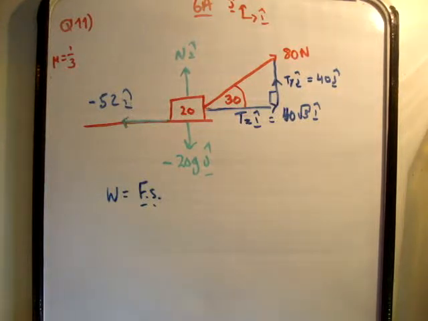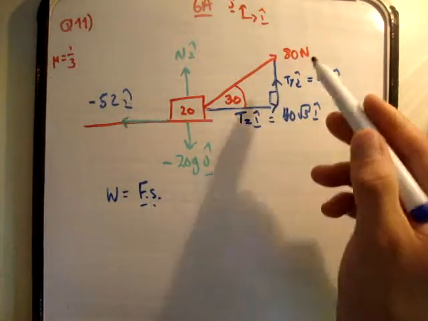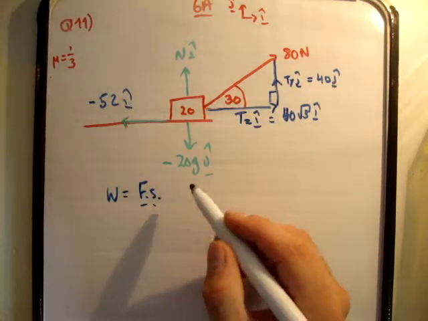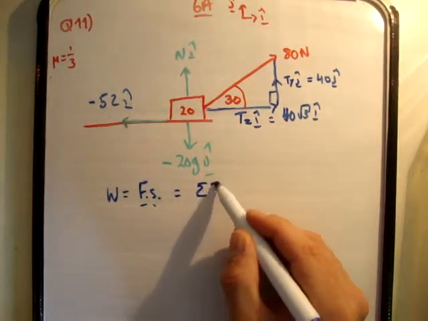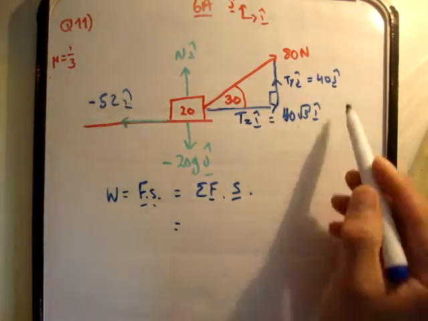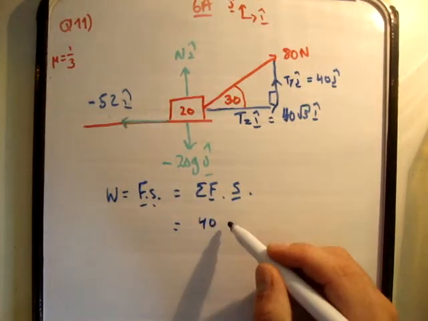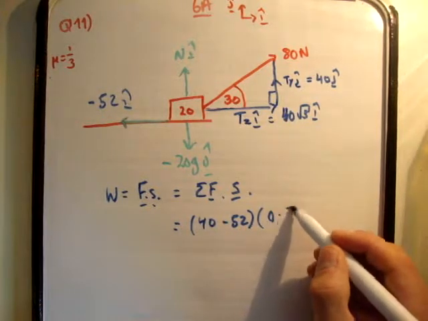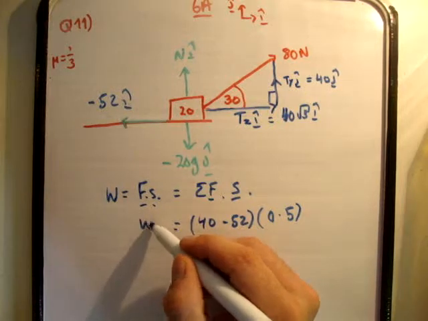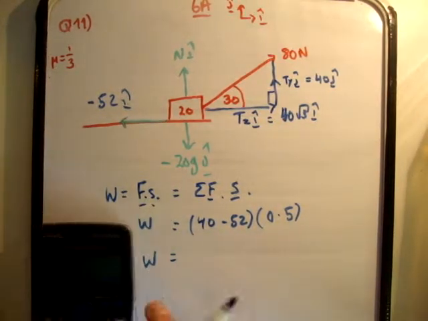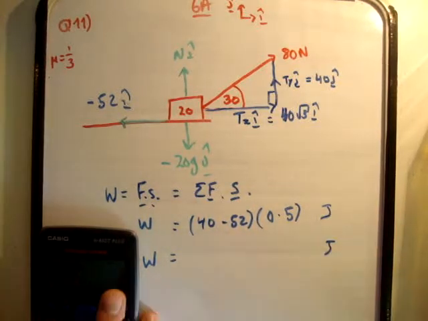So my reading of that is that it takes the resultant force. It's not just the tensional force, excuse me, it's the resultant force. So it's going to be the sum of the forces times the displacement. So that's going to be equal to, well, 40 minus 52 times the displacement, which is 0.5. That's going to be equal to the work done. Okay, like so. Work done, of course, is measured in joules.